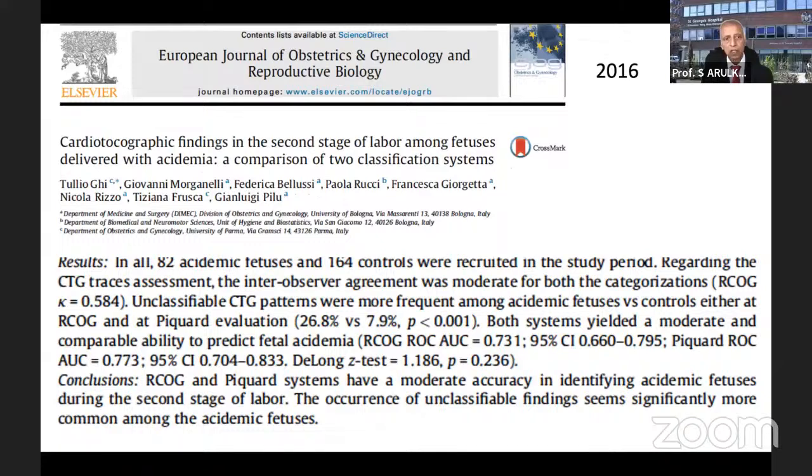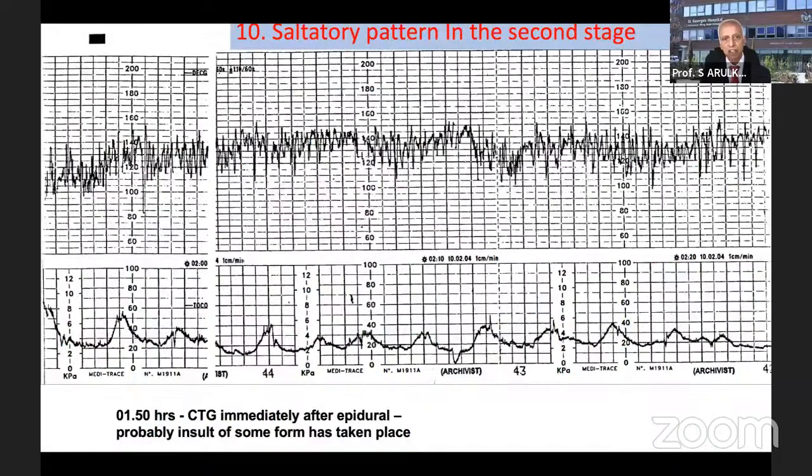And there are people who have studied second stage traces, and the conclusion is actually the occurrence of unclassifiable findings seems significantly more common among acidemic fetuses. So if you can't read the CTG trace, better to auscultate and listen for the deceleration.